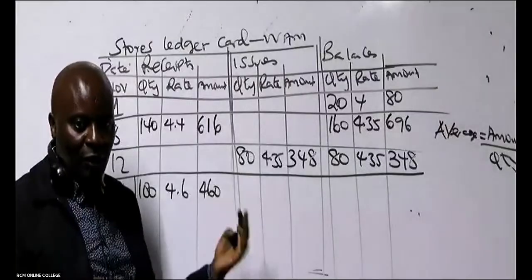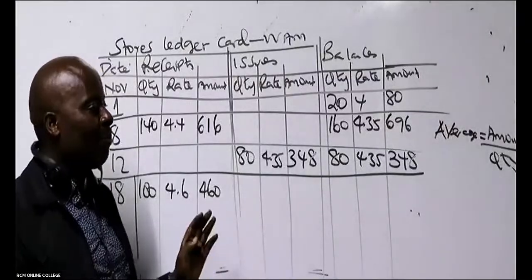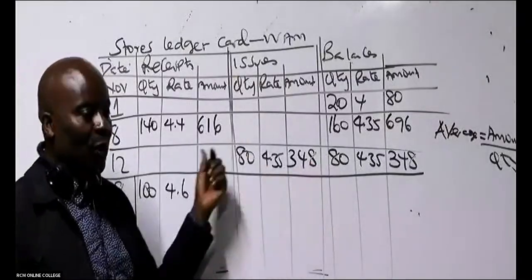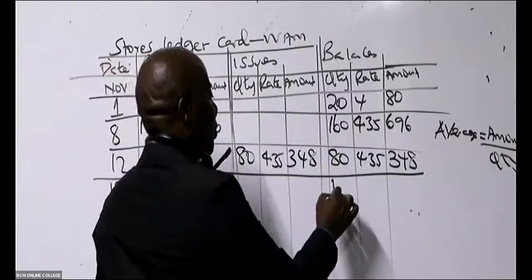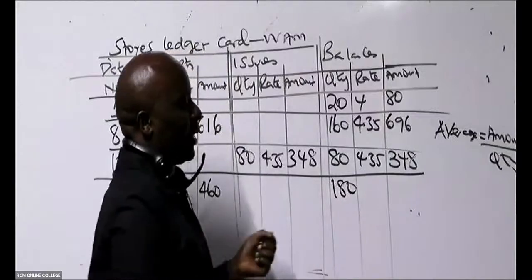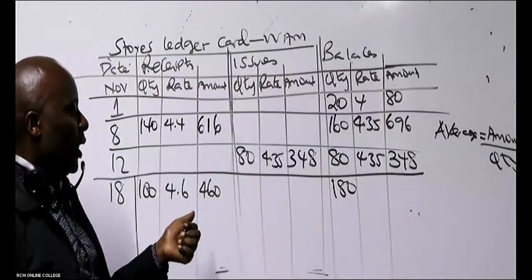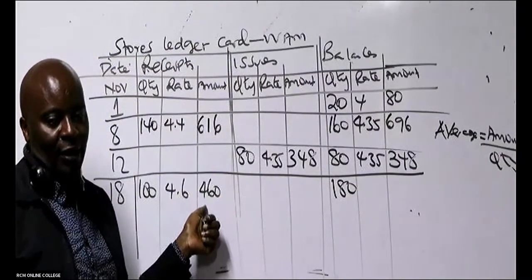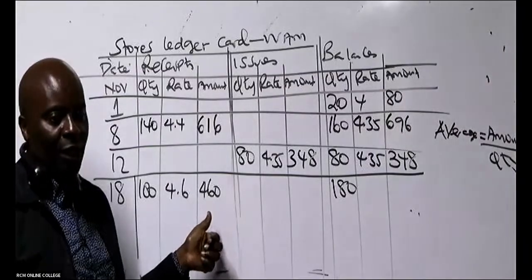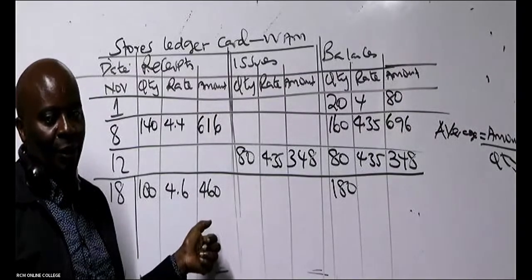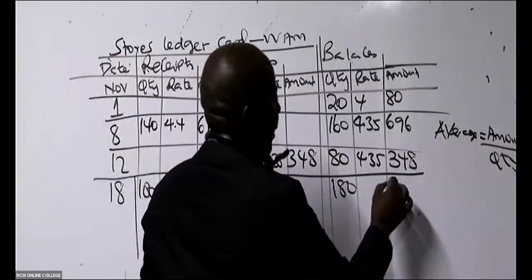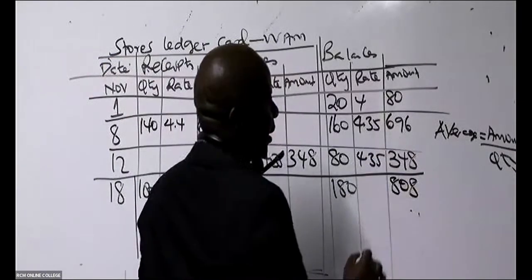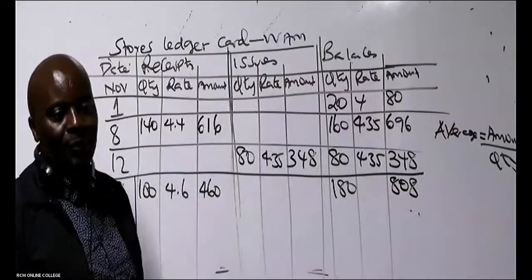So now you have received, stock values are going up. So this will be 80 plus 100, which gives us 180. So this will be 180. And then value-wise, it will be 348 plus 460. 460 plus 348. So this ends up 808. 808, eh? So from there, what do?